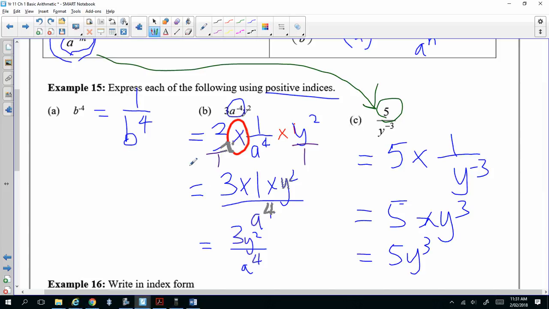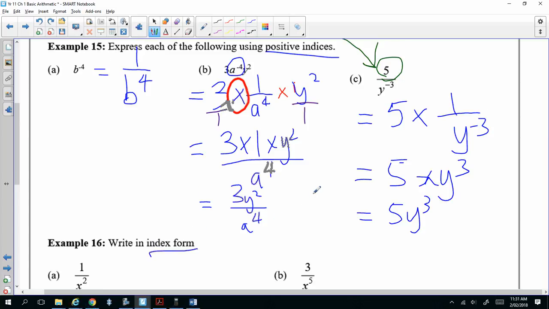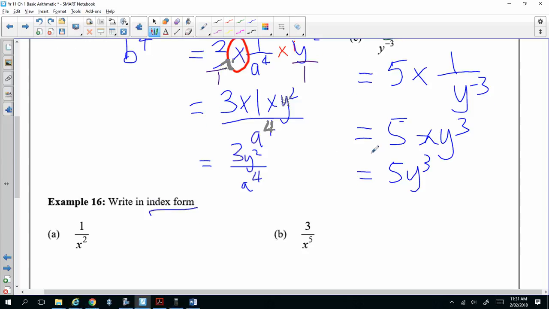Alright. We're now going to do the next 4 problems. The next 4 problems ask you to write in index form. This is different from writing in positive indices. Alright, let's see what that means. For it to be index form, so this is a fraction, not in index form. It does have an index at the bottom, but it's not in index form. Index form is when you write a fraction using a negative index. So you have to write x to the power of negative 2.